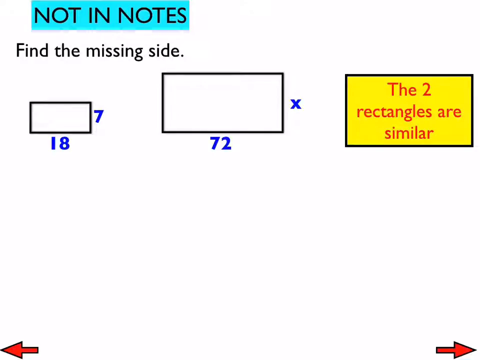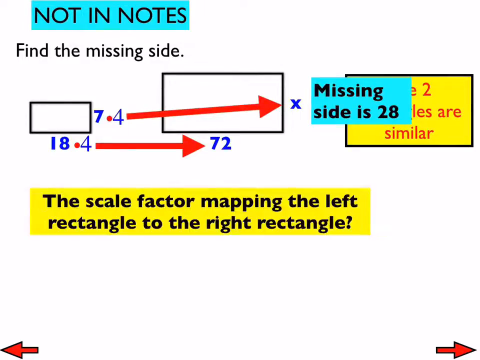Okay, so a lot of what I heard, and I heard somebody over here, I think it was Elizabeth, who said that, well, 18 times 4 is 72, so 7 times 4 is 28. Is that what you said? Yeah, that's what I thought. And so that is essentially the multiplier to get from the left rectangle to map that onto the right rectangle. And so the missing side would have to be 28.